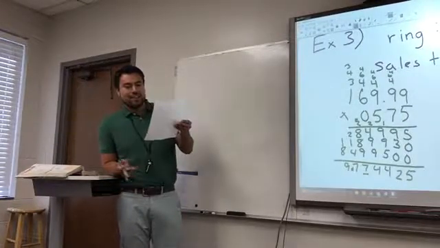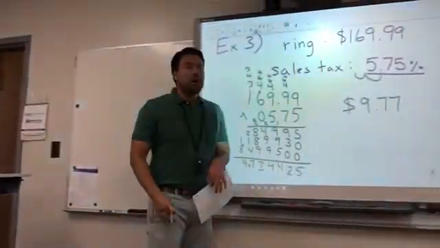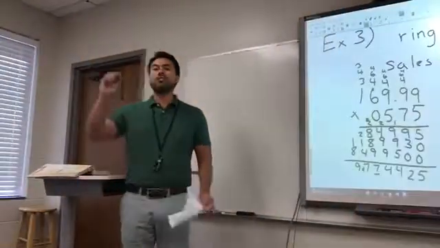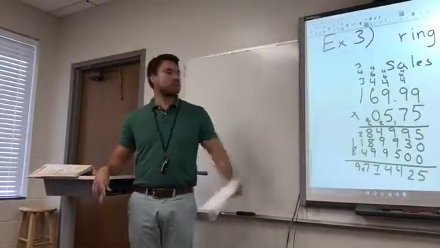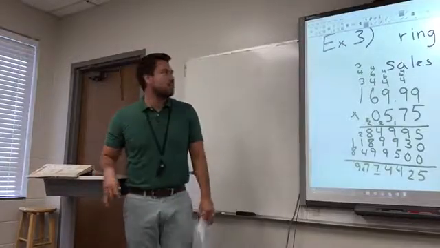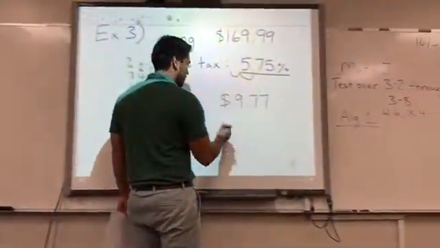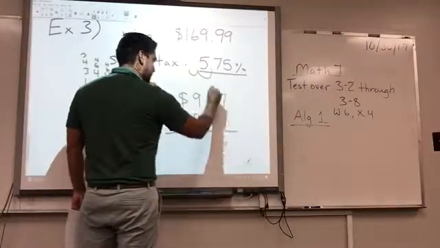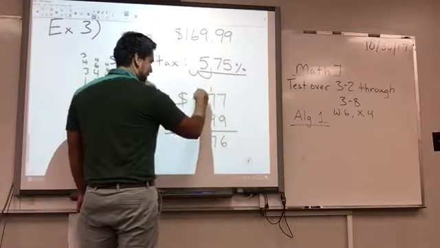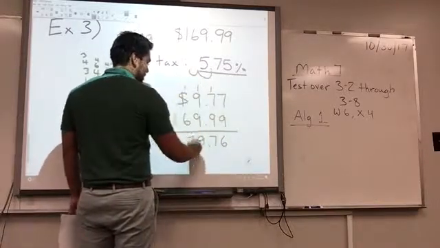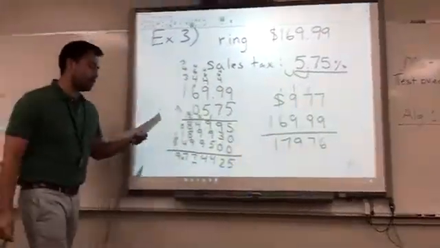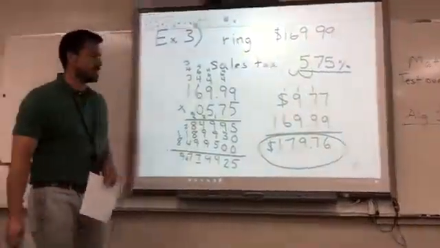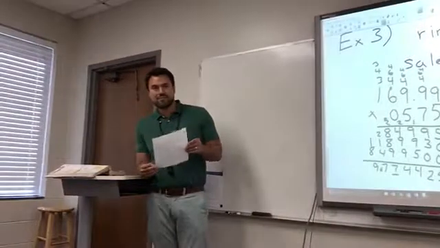Okay. Oh my, the other way is hard. I'm not going to even go the other way. All right, is this what they wanted to know, how much the sales tax was? They want to know how much Katie Danko is going to pay for that whole ring. So what do you do with that 9.77? You add it to 169.99. So how much is Katie Danko paying for this whole ring? $179.76.